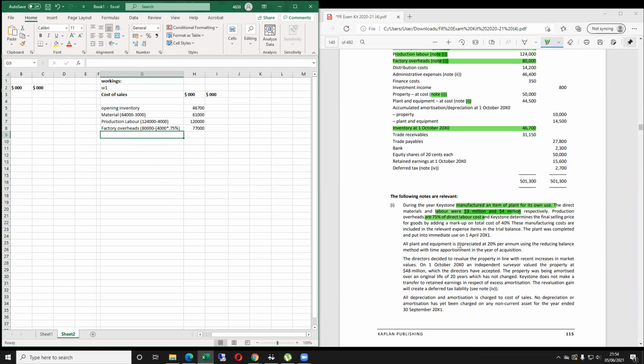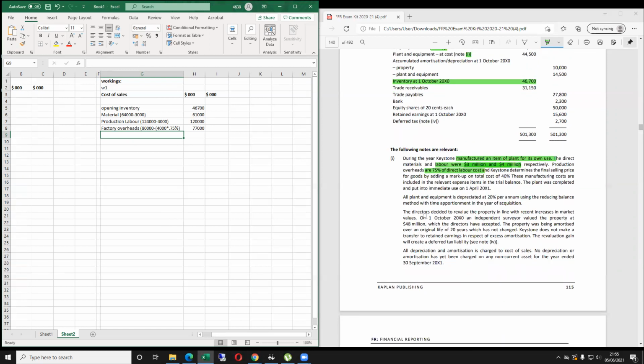All these are plant and still part of the opening inventory. I'll show you. Next one is all plant and equipment is depreciated at 20% reducing balance method with time apportionment in the year of the acquisition. The next bit is, the director decided to revalue the property in line with the increase in the value.